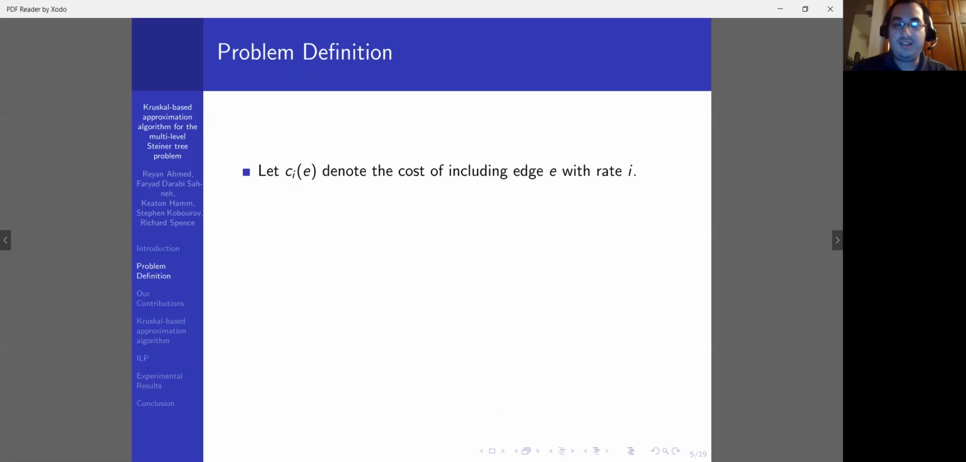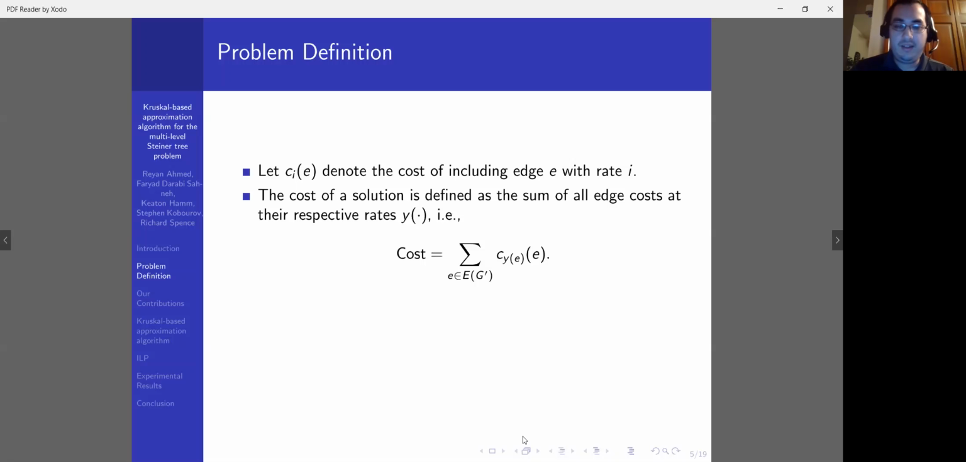How do we define the cost of a solution? We'll define a cost for each edge at each rate, which we denote by c sub i of e. And we'll simply define the cost of a solution to be the sum of all the edge costs in the tree at their respective rates. As a special case of this, we say that edge costs are proportional if the cost of including an edge is proportional to its rate. So the cost of including an edge with rate i is equal to i times the cost of including that same edge with rate 1.